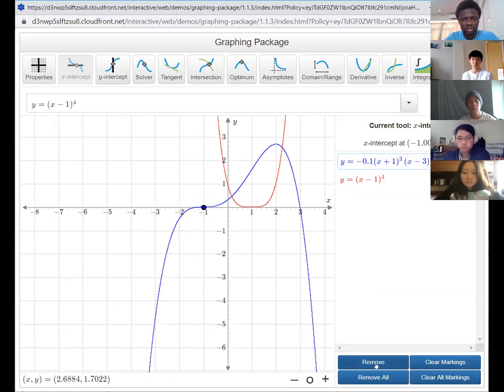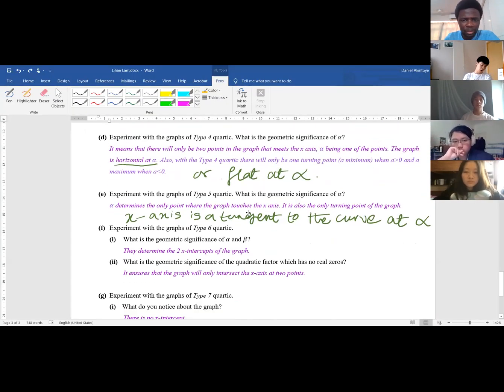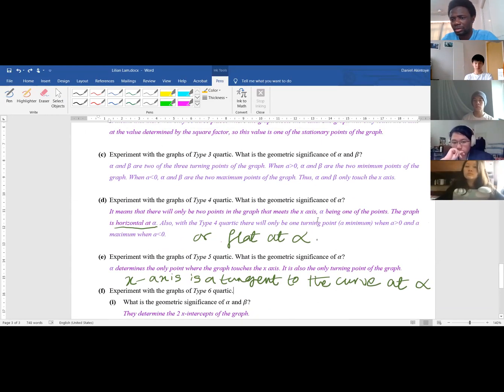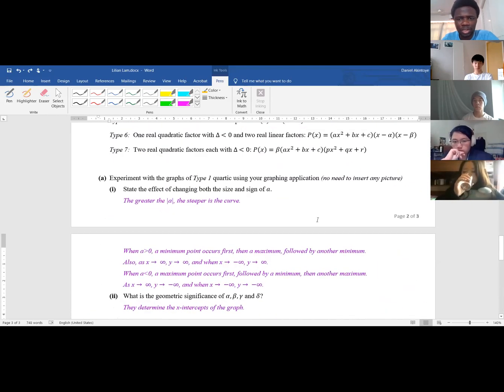So we can remove this one so we can see that clearly. So let's see what we have in the question here. So this is type 5. Alpha is the only point where it touches and is also the only turning point. So what I only added is the x-axis is the tangent at that point. Just take note. Then type 6, which one is type 6 again?